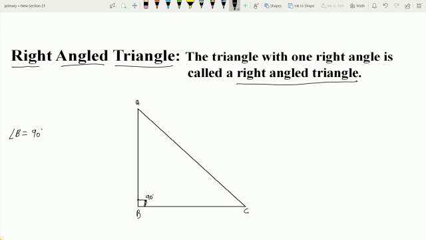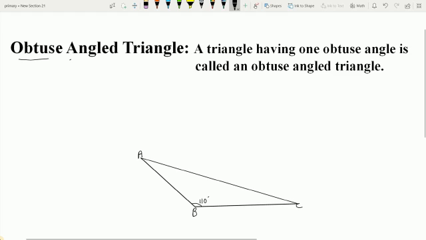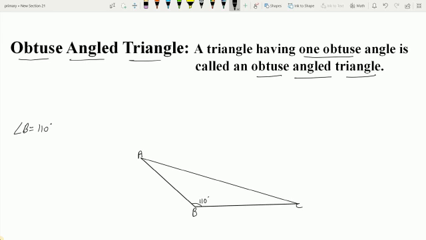Now let us see the next triangle, which is obtuse angle triangle. A triangle having one obtuse angle is called an obtuse angle triangle. Students, as you can see in the given picture, यहाँ पे angle B जो है वो 110 डिग्री दिया हुआ है, जो कि 90 से ज्यादा है और 180 से कम है. So it means we can say triangle ABC is an obtuse angled triangle.